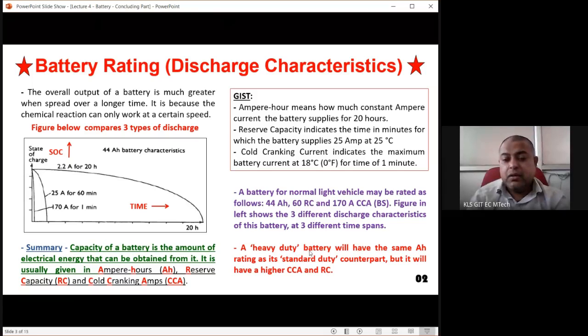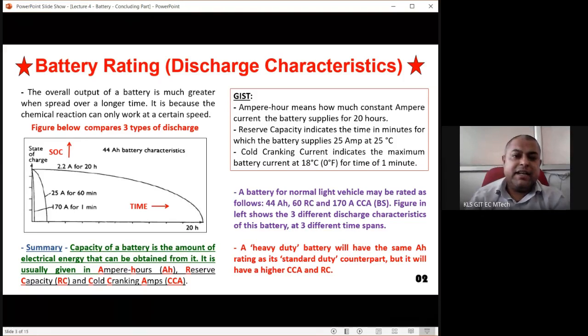So these two lines, one is purple, one is red. These are very important fundamentals. Through this you understand automatically, this should be in your mind. So a heavy duty battery will have the same ampere hour rating, that is 2.2 ampere for 20 hours. No change in that, because this is the normal mode of operation of the battery, and for that the CCA and RC will be higher. In case of RC, it will be higher than 25 ampere. In case of cold cranking amps, it will be higher than 170 ampere.